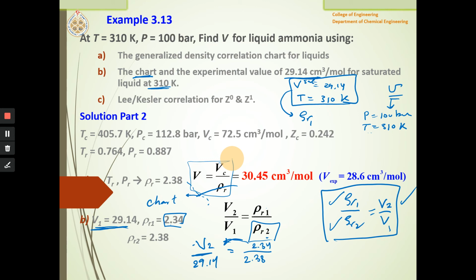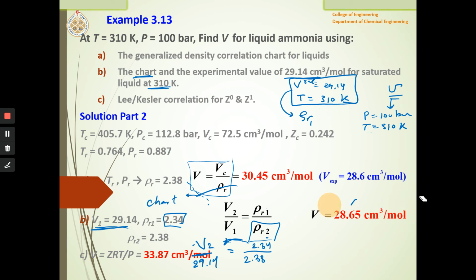So if this is the case, we will be able to find V2 directly from this relationship. Now let me show you the final answer. Where's the final answer? Oh, here. Sorry. The final answer, I got it as 30.45. Oh, that is part A. What is the final answer for that? Yeah, sorry. The final answer here is 28.65. You can see?